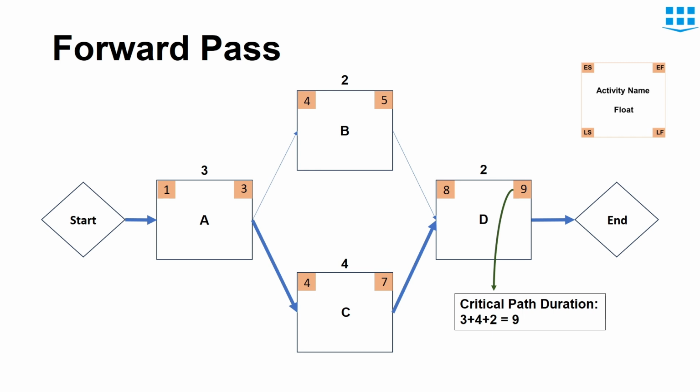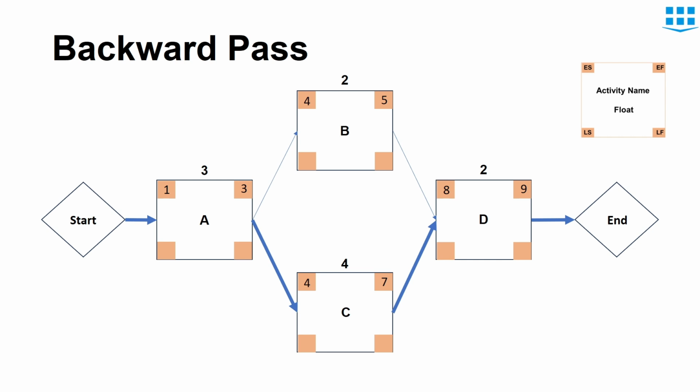Now we will conduct the backward pass. For backward pass, we will calculate late start and late finish. In forward pass, we perform the activity from task A all the way to task D. But in backward pass, we will reverse the working and start from activity D all the way back to activity A. So first, we will fill the late finish of activity D.